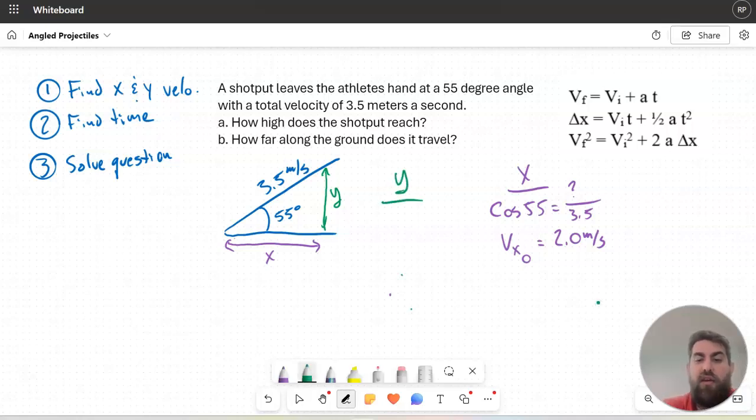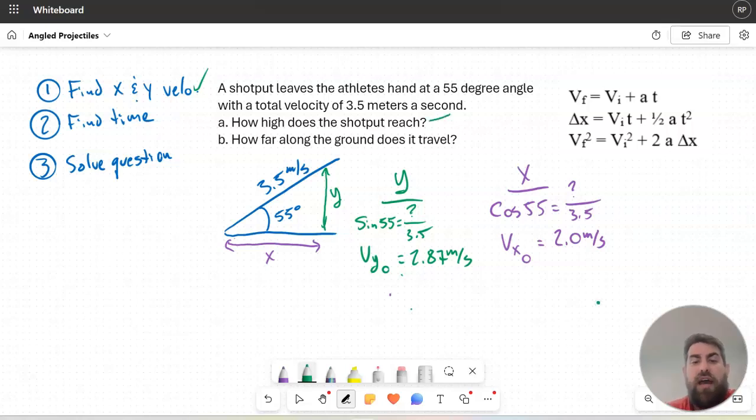If we look at the y, do you see how it's the opposite of the angle? So it's the sine of 55 equals question mark over 3.5. And if you solve for that, the velocity in the y to start is 2.87 meters a second. And round your trig answers to 2 decimal points. With trigonometry, you're always going to have those ugly decimals. So anytime you use a trig function, just round it to 2 decimal places. So we have a y starting velocity and an x starting velocity. There's step one. Now let's list what we know.